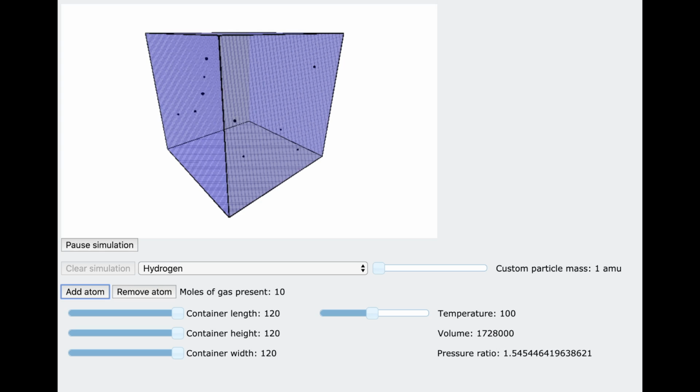Okay, all jokes aside, here's an actual demonstration of how it works. Enjoy. So as you can see here, I've added 10 moles of hydrogen into the box. Note that the temperature is about 100 and the pressure is about 1.5.